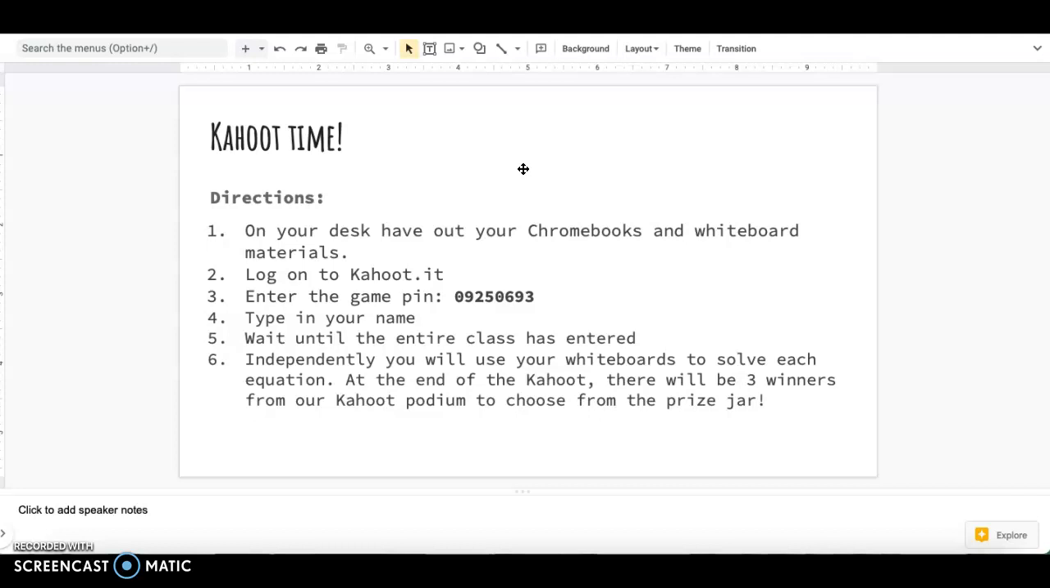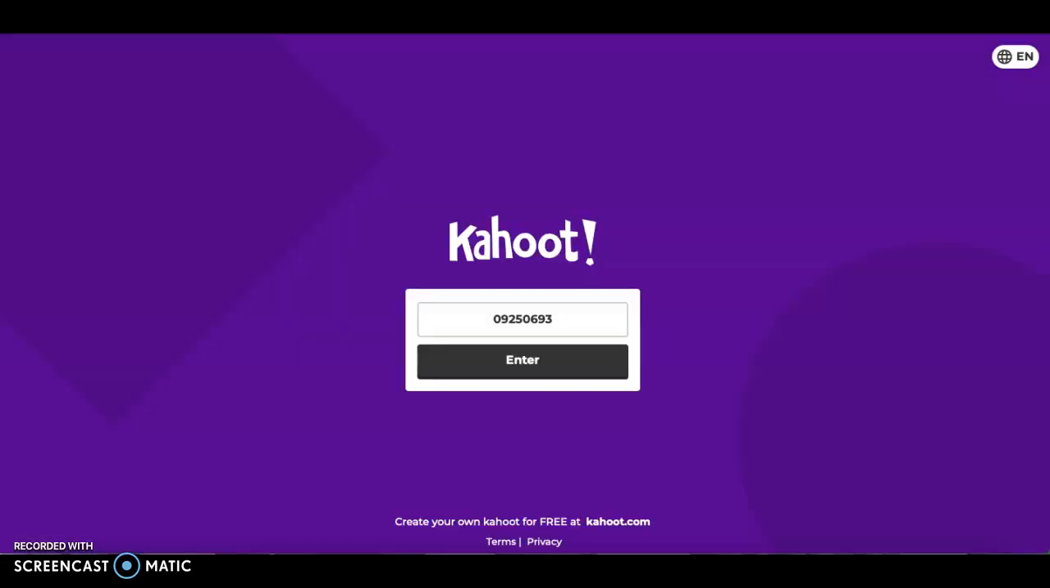So I'll explain to them that independently they'll be using their whiteboards to solve each equation. And at the end of the Kahoot, there will be 3 winners from our Kahoot podium to choose from our classroom prize jar.